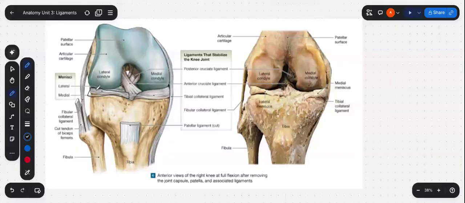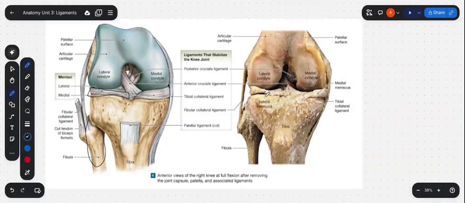You know that it is the lateral side because this is like your inside of the knee, and over here you can see your fibula, and the fibula is always going to run laterally. So wherever your fibula is, you know that that is the lateral side.